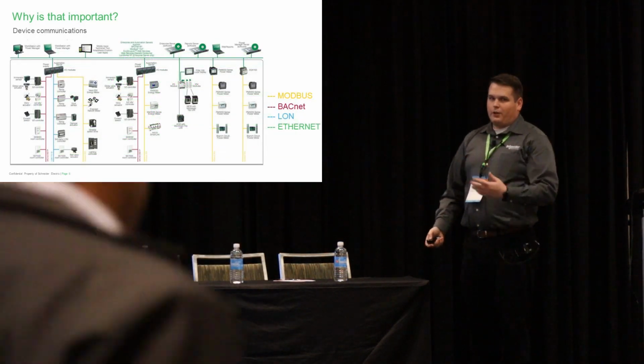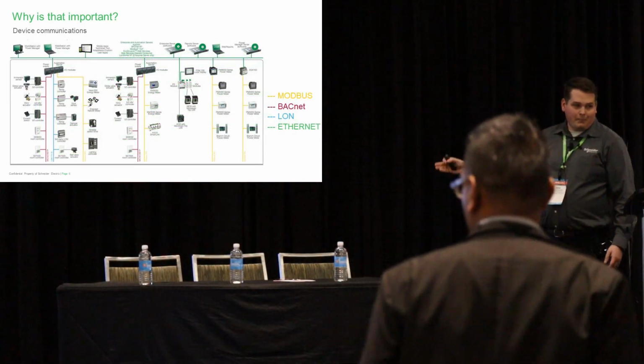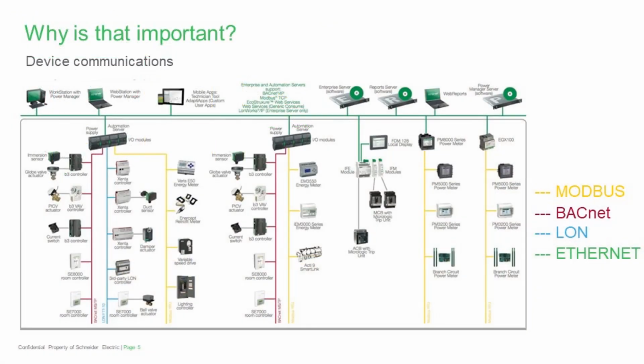This is just a good diagram of how devices talk. You can see the yellow line is a Modbus device, the purplish red is a BACnet, blue is LAN, and green is Ethernet. So natively, none of the devices on a yellow line will talk to a device on the blue line or a green line. They have to have the same color.